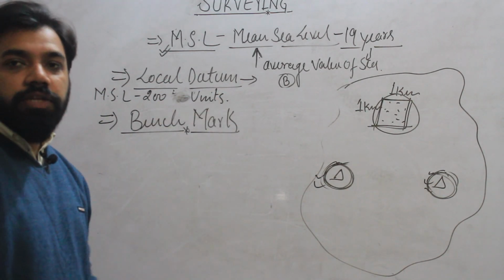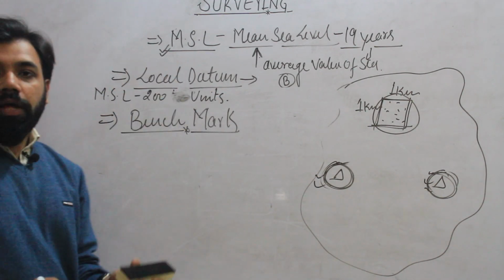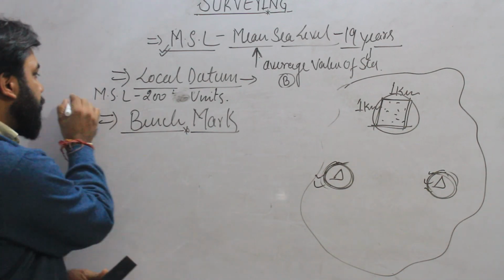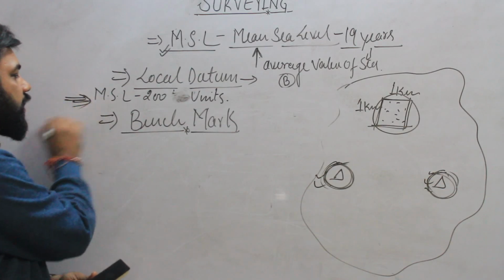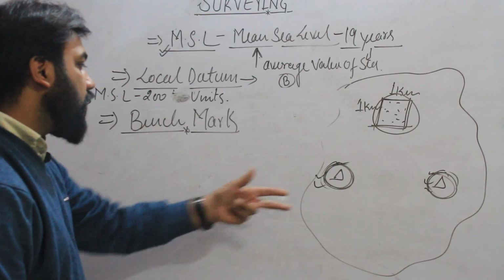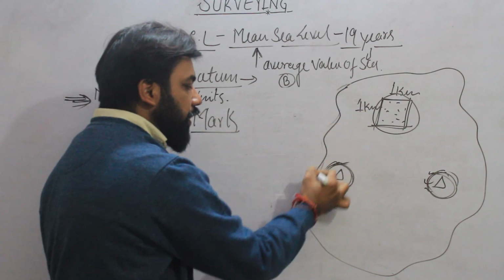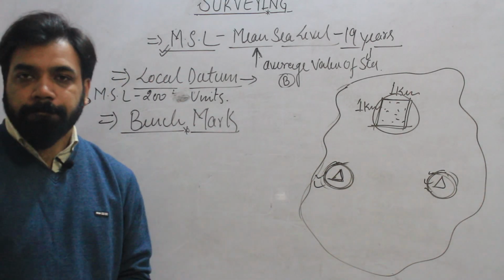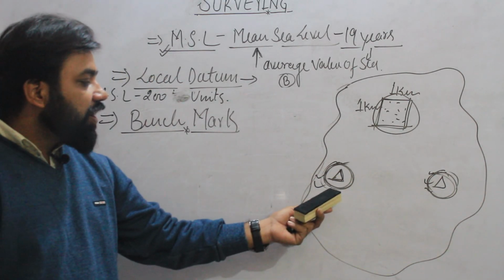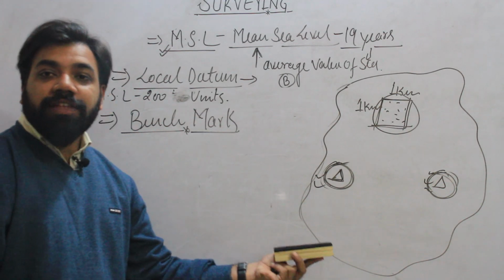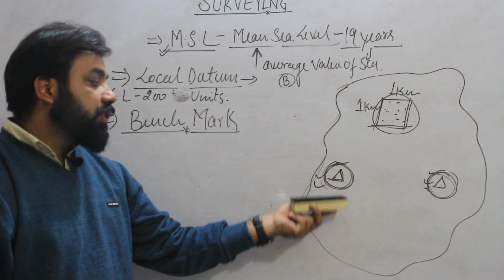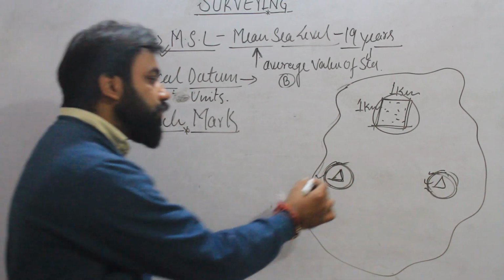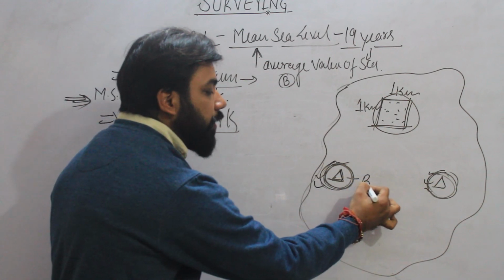What does it mean? It is 200 units away from the mean sea level, and the vertical control of this particular city is taken with the reference of mean sea level. So moving on to our points, suppose we are going to fix the level of these 2 points accurately. We take the reference as mean sea level, and we fix the height of these points. So that point is known as a benchmark.